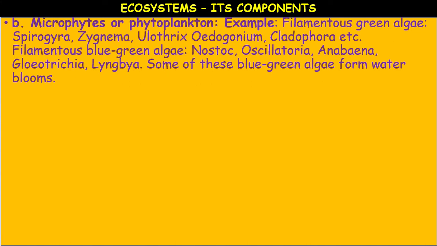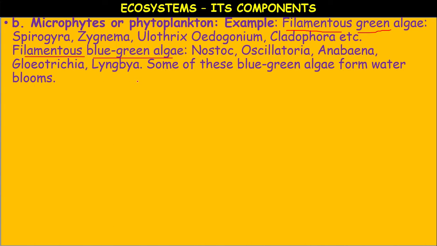Microphytes examples: filamentous green algae. Example: Spirogyra, Zygnema, Ulothrix, Oedogonium, Cladophora. These are all algae. The filamentous blue-green algae are also called cyanobacteria. Example, Nostoc. The microphytes or phytoplankton are divided into two categories, filamentous green algae and filamentous blue-green algae.